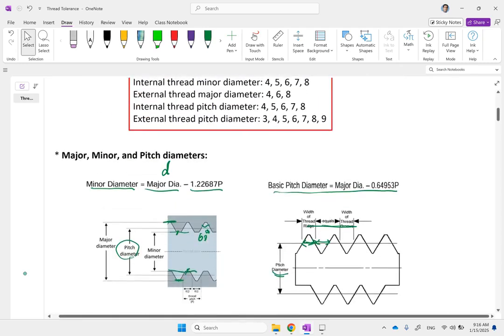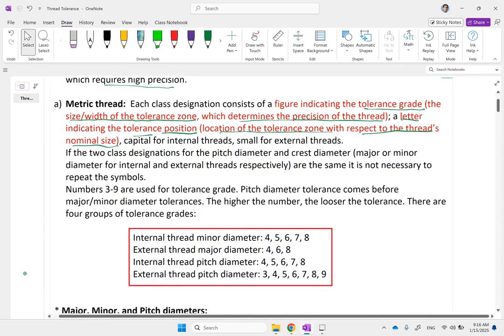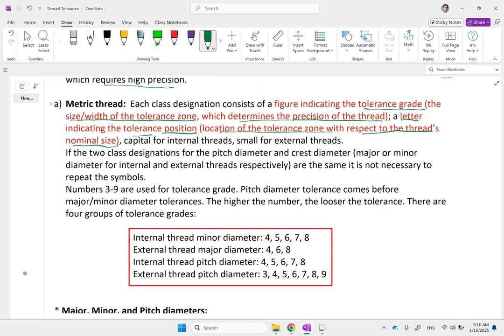Now, what is the meaning of them? Let's talk about that. The numbers, or the tolerance grades, are anywhere between 3 and 9. The bigger the number, the looser the tolerance. So class 9 is the loosest tolerance, the cheapest one to make. Class 3 is the tightest one to make.